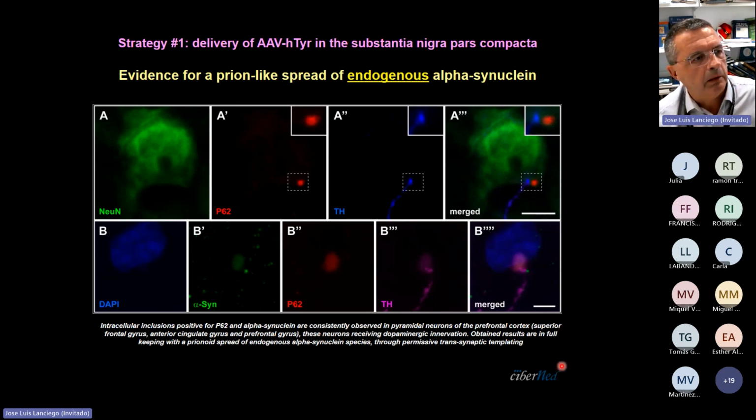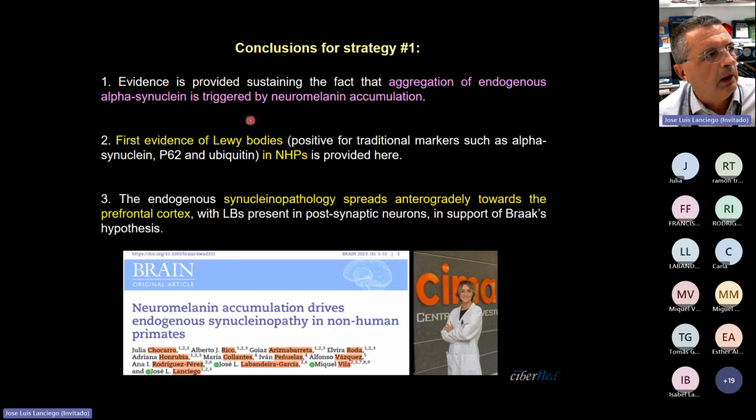So I'm going a little bit quickly because I don't want to spend that much time in this part of my talk. Just to summarize, the main important message is that there is evidence. We don't know the ultimate mechanism, but we managed to provide evidence that the synucleinopathy is being triggered by the accumulation of neuromelanin. We have observed Lewy bodies for the first time in non-human primates, and we can also demonstrate that this is an anterograde expression of alpha-synuclein. And this is my PhD student, Julia, very happy for her first publication that has been recently accepted in Brain.